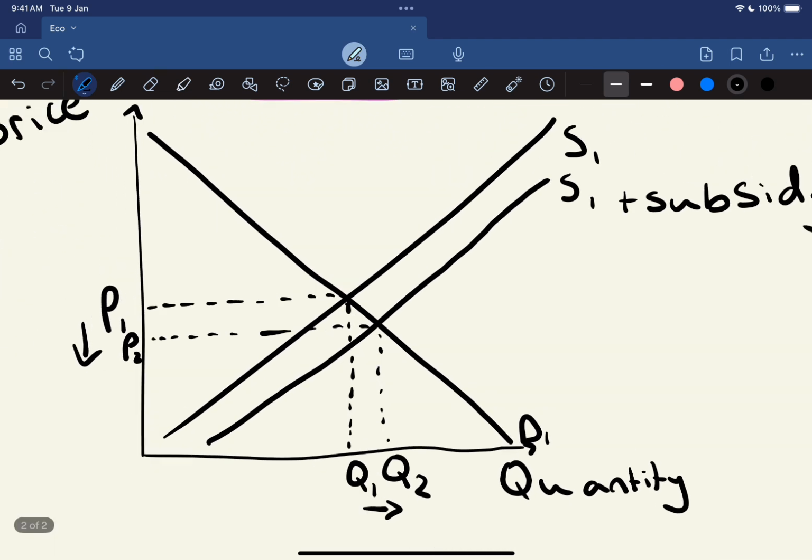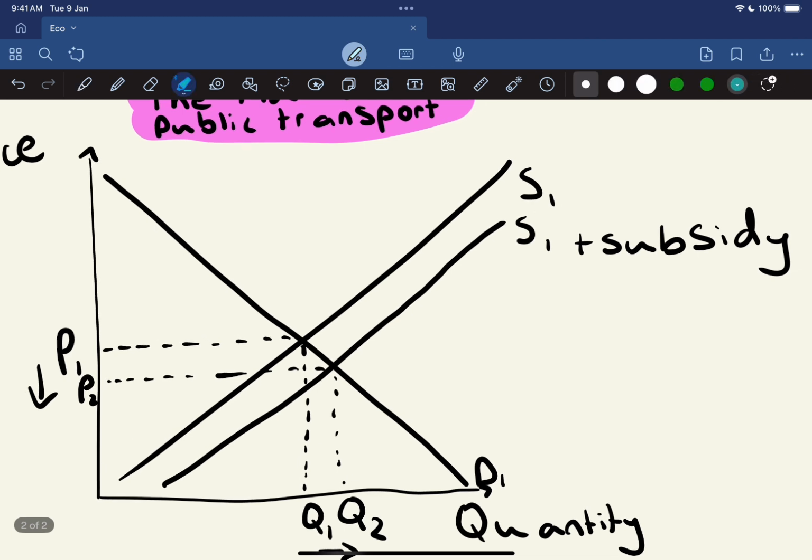When we look at these two lines, our original supply line and our supply line plus our subsidy, this whole area in here, the whole way down, is going to be the cost of the subsidy per unit.